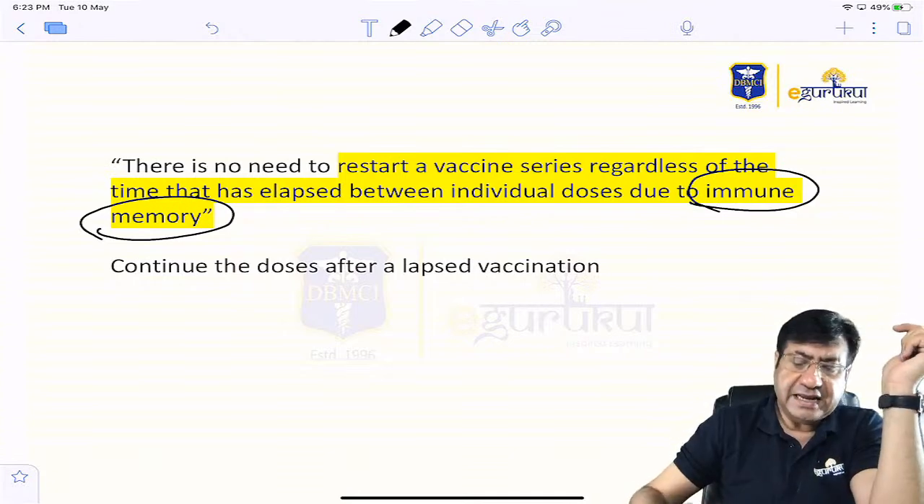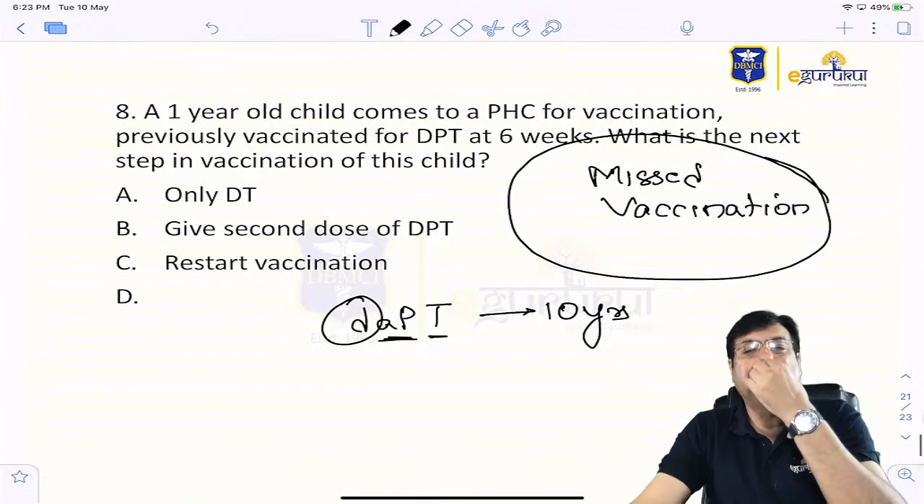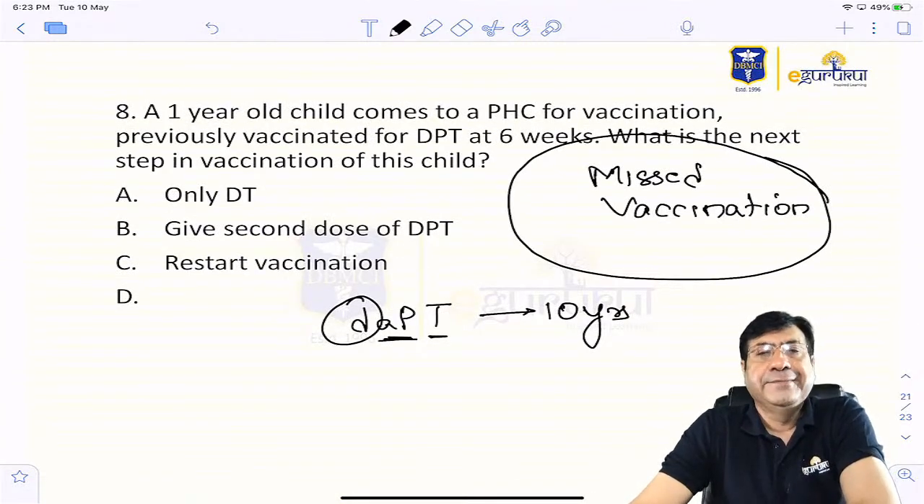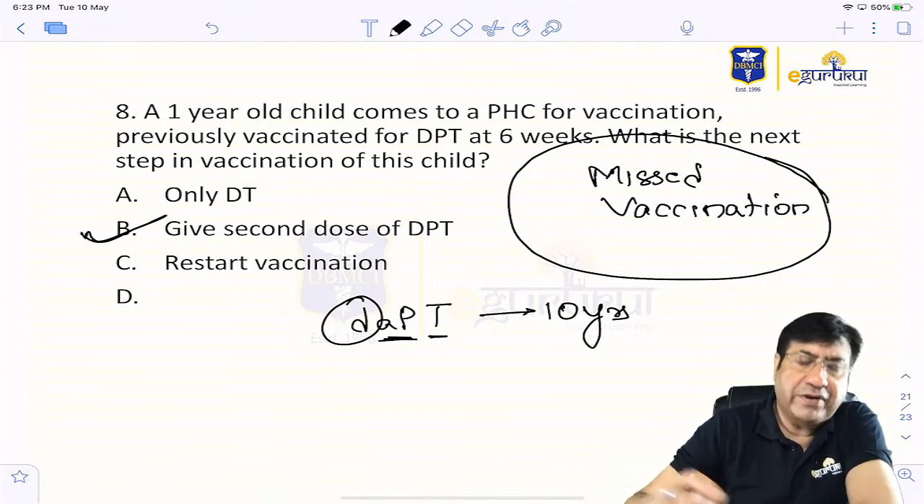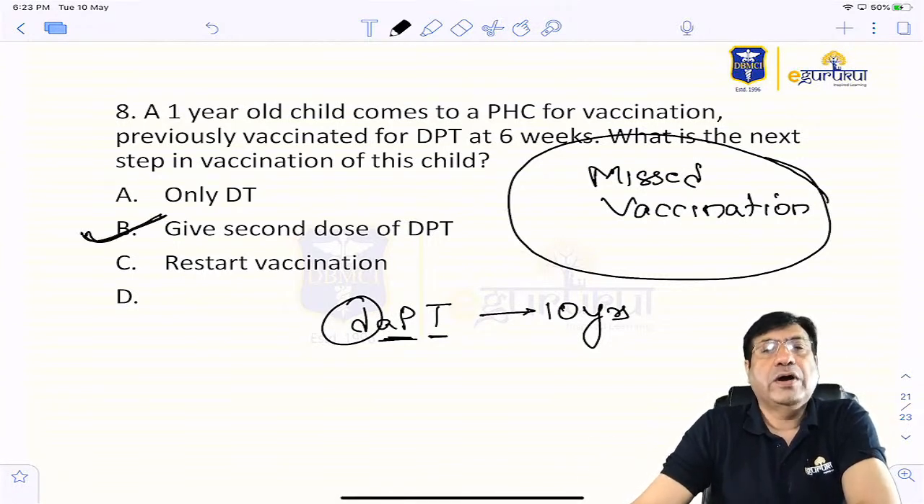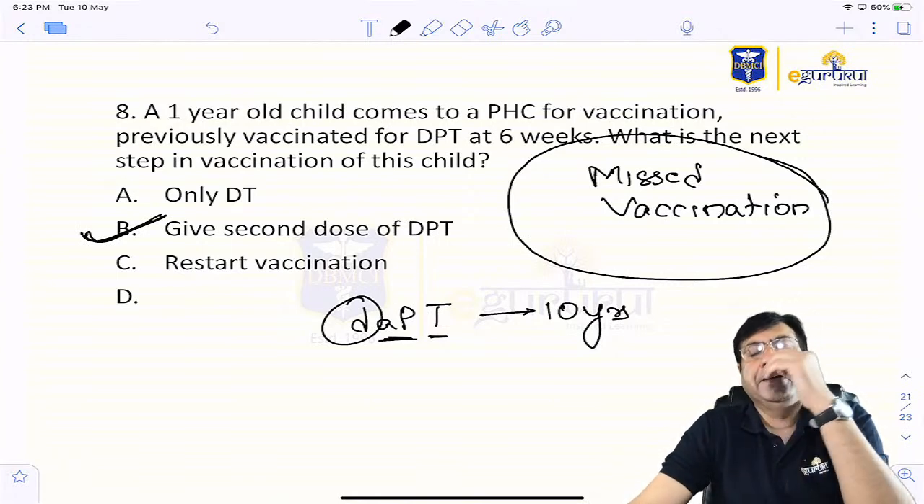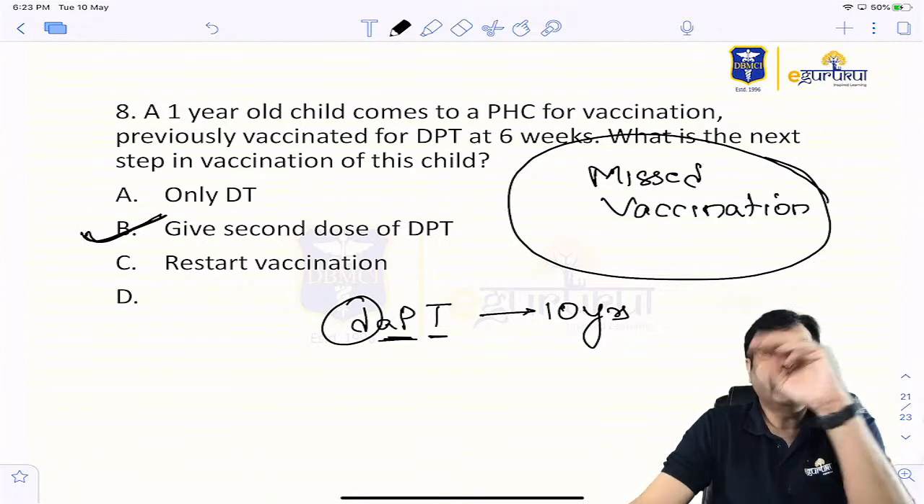So in cases like this, where a child was given the DPT vaccine at 6 weeks, the vaccine at 10 and 14 weeks was missed, and then the child has come to you at 1 year of age, you have to start from where the child had left. So you have to give the second dose of DPT and not restart the whole schedule again.